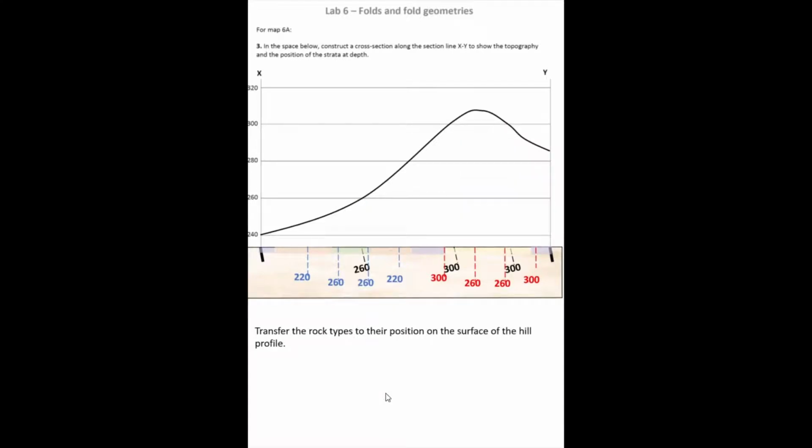Next, I want to transfer the rock types to their position on the surface of the hill profile. So I draw marks directly upwards from the cross-section strip I've drawn to where they intersect my newly drawn hill profile, and then I can add in a thin veneer of colour to show where the rock types on the surface would be. If I can't do anything in the subsurface yet, at least I can show where those rocks are going to be on the top of the hill.